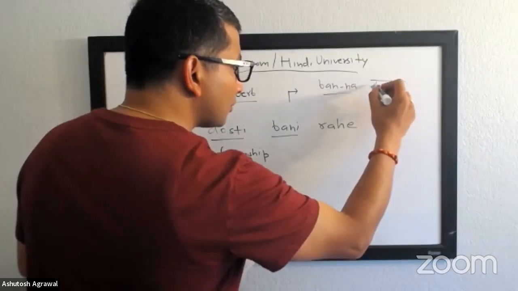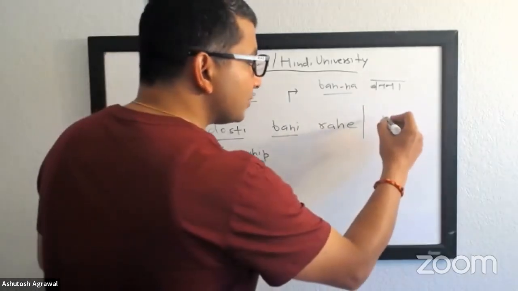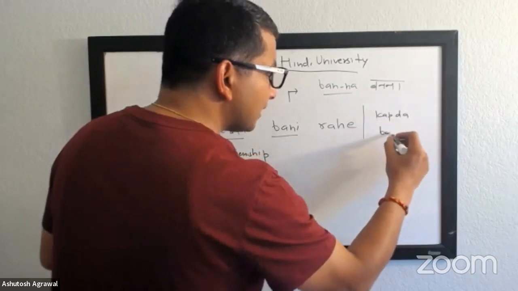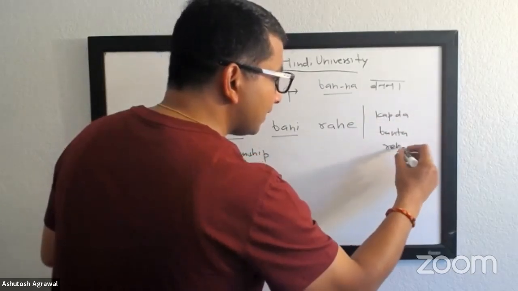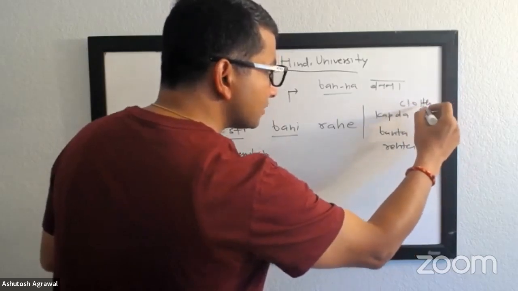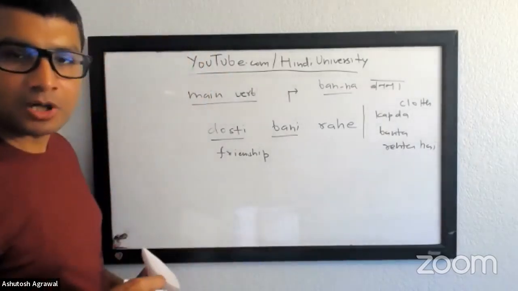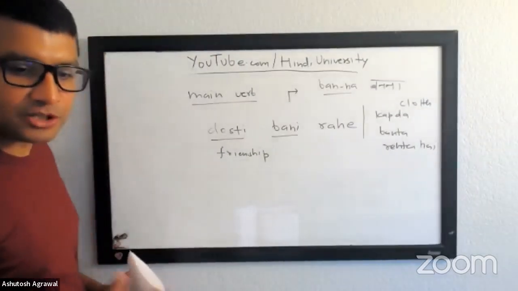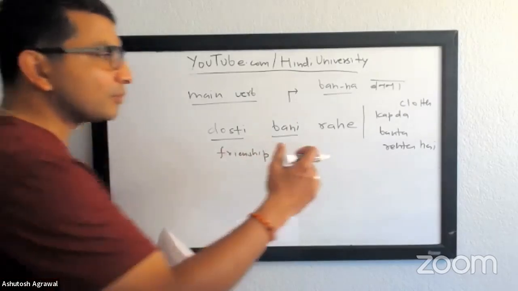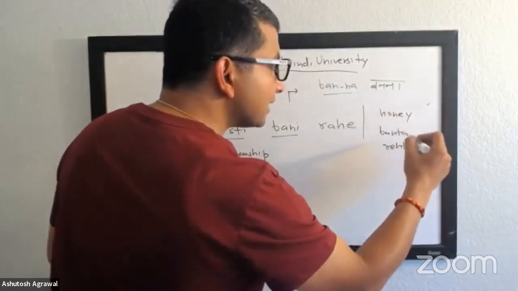So let's say if something is continuously produced, you can say "यहाँ कपड़ा बनता रहता है". कपड़ा is cloth. Let's say cloth is being produced continuously. Let's say you go to a factory and the cloth is being continuously produced. Or instead of cloth, if it is hard for you, you can say "यहाँ पे शहद बनता रहता है", शहद, honey.